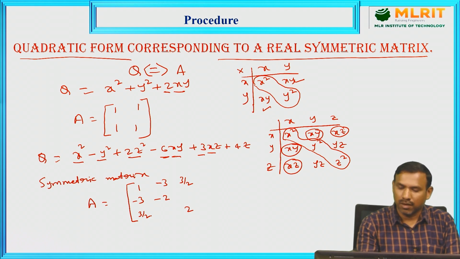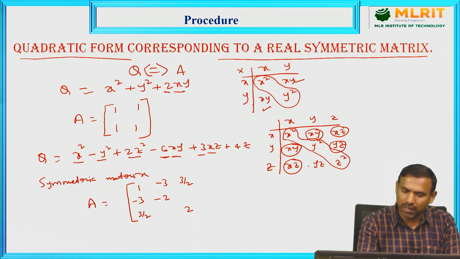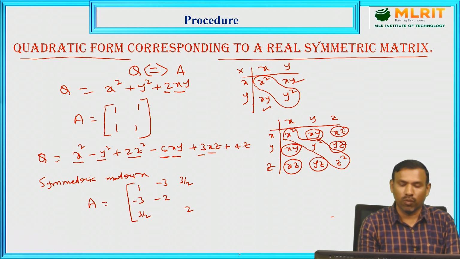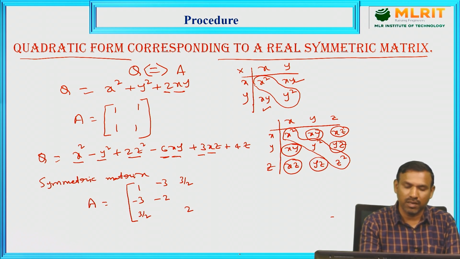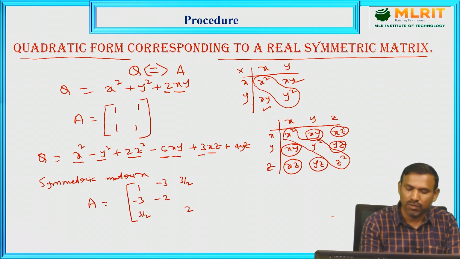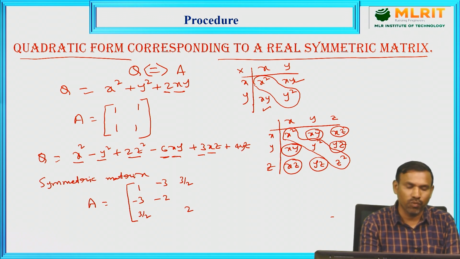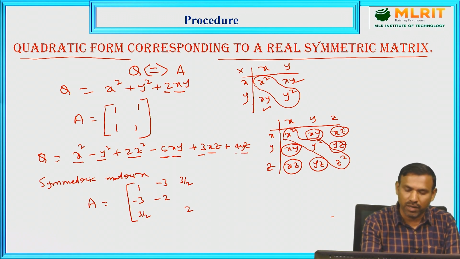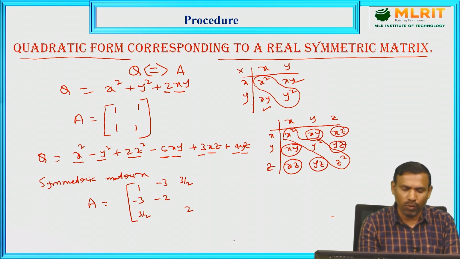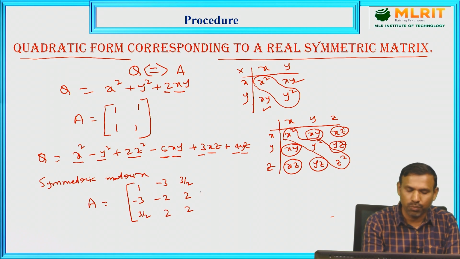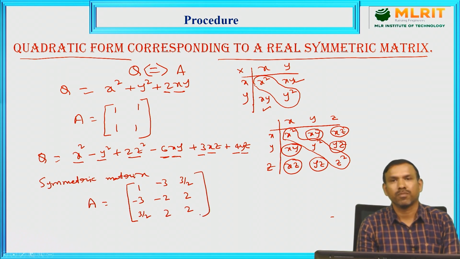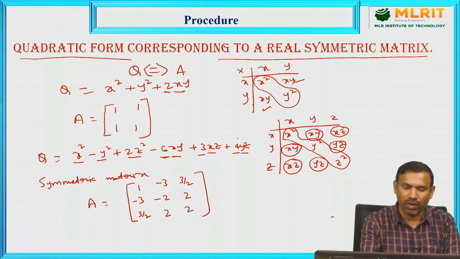Next, yz: second row third element, third row second element. This is yz. What is the coefficient of yz here? This is 4yz, I am taking 4yz. So the 4yz coefficient is 4. Then 4 divided by 2, make it half. So 2, 2. Okay, so 3xz and 4yz.